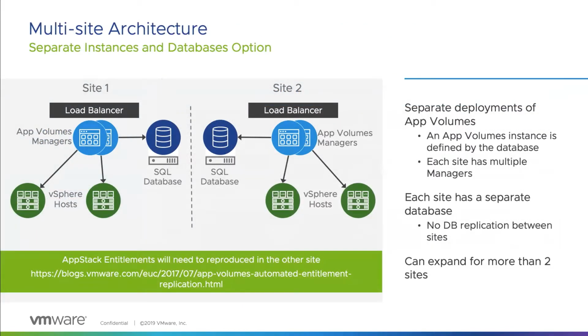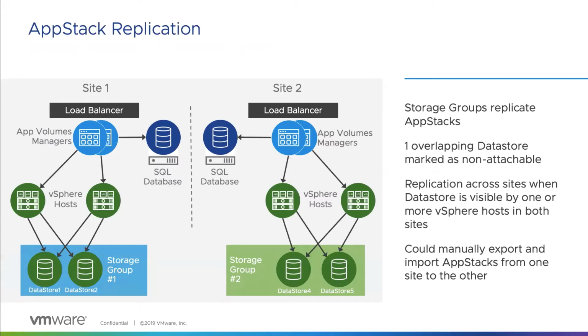In App Volumes, unlike Horizon Connection Server, you need a SQL database. When you have 2 sites, you could have SQL in site 1 and site 2, no problem. That's perfectly all right. The entitlements of App Volumes need to be replicated across site 1 and site 2 if the SQL is separate. Alternatively, you could have a SQL Server in one site and use SQL Always On to replicate. That's also possible.